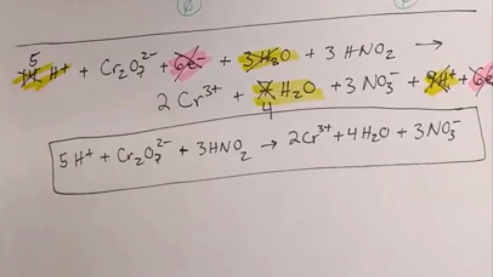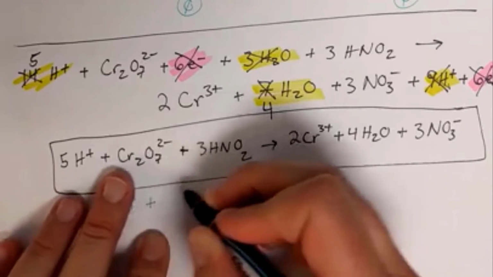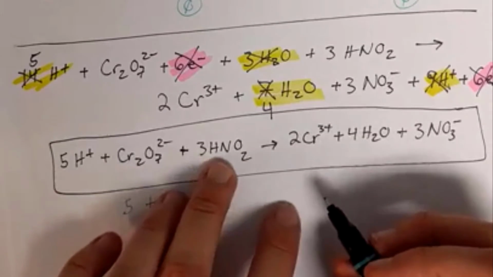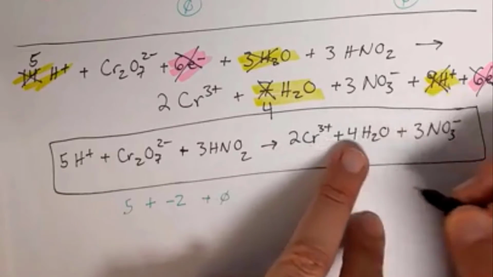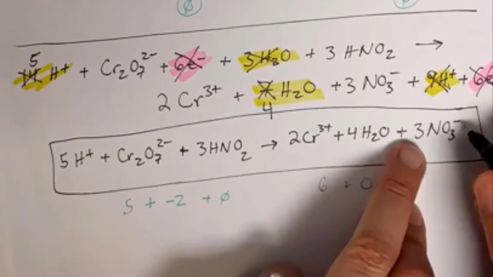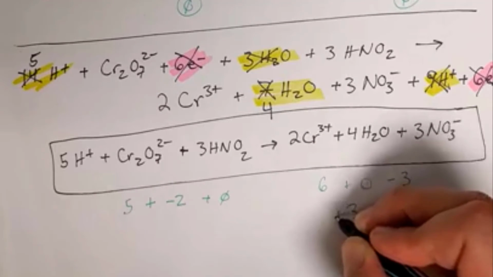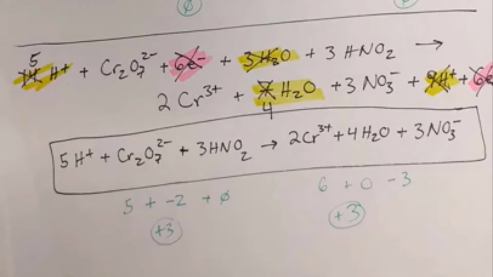I then always recommend a couple of things. Let's go back and make sure the charge is correct. What is my net charge on the left side of the equation? What's my net charge on the right? I've got 5 positives from my hydrogen, 5 plus a negative 2, plus 0 from the nitrous acid. Then I have 2 times positive 3 is 6, 0 from the water, 3 times a negative 1, negative 3. So 6 minus 3 gives me plus 3 on this side. 5 minus 2 gives me plus 3. Is my charge balanced? Yes.